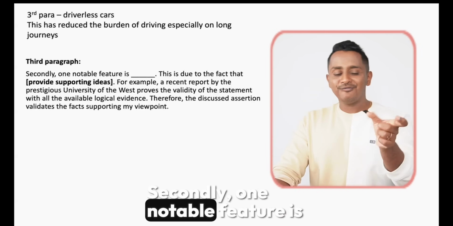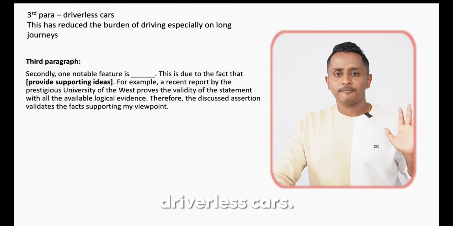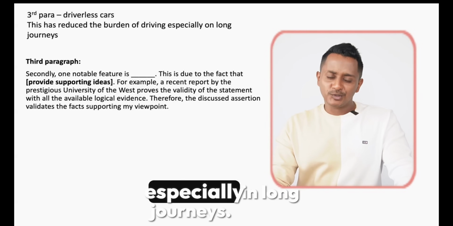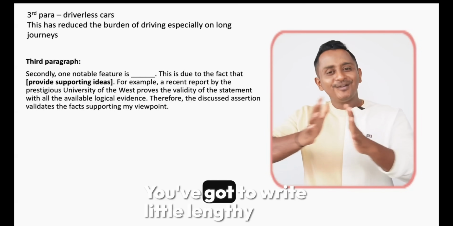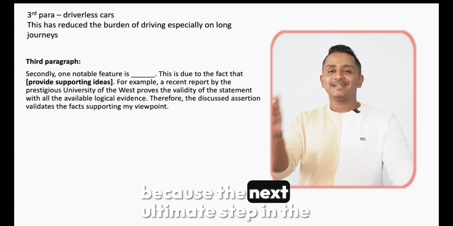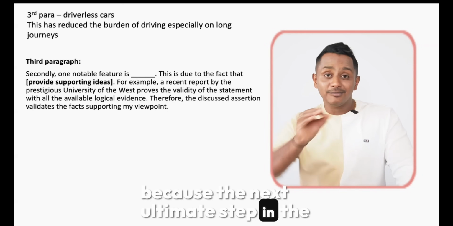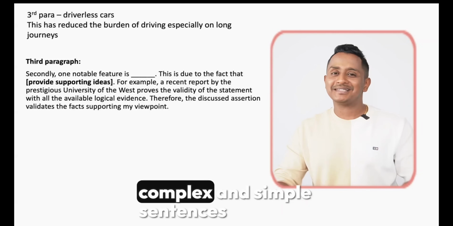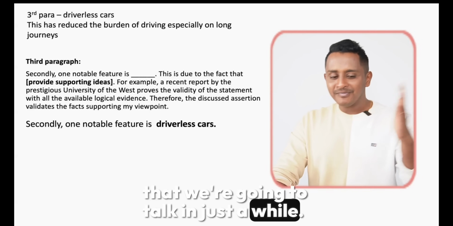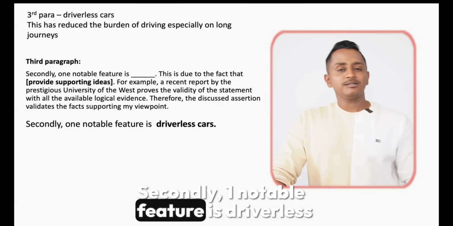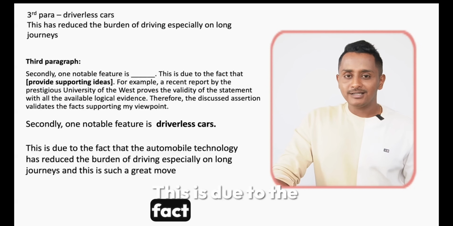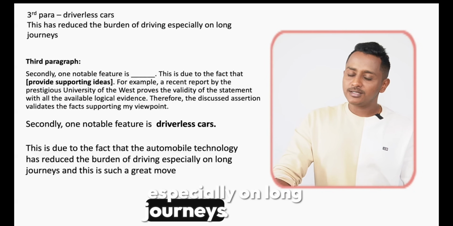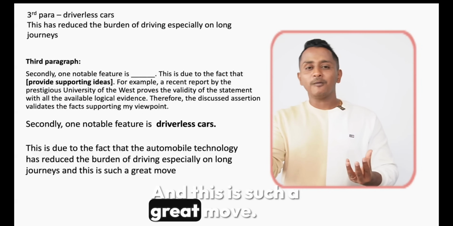Secondly, one notable feature is driverless cars. This is due to the fact that this has reduced the burden of driving, especially in long journeys. Don't write like that. You've got to write a little lengthier, because the next step in the 5-step strategy, the 4th step, will tell you to look into the compound, complex and simple sentences that we're going to talk about in just a while. Secondly, one notable feature is driverless cars. This is due to the fact that automobile technology has reduced the burden of driving, especially on long journeys, and this is such a great move.